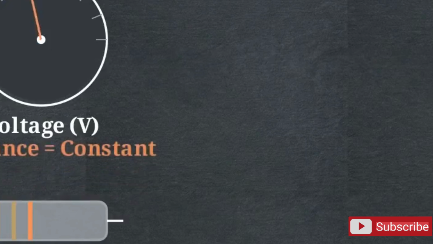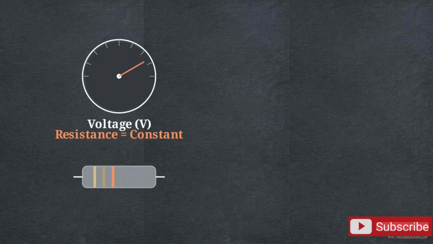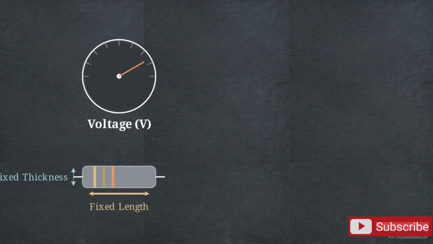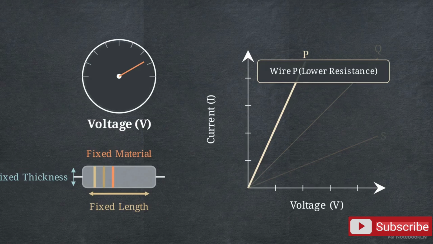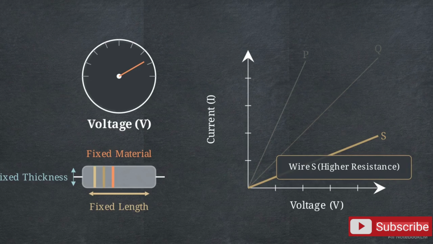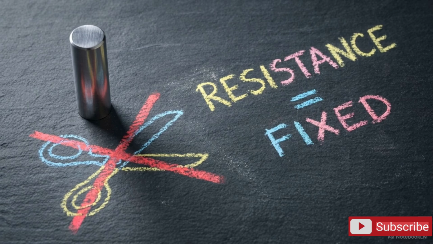Here's a common trap. Assuming changing voltage changes the wire's resistance. It doesn't. Resistance is a fixed property determined by length, thickness, and material. The slope of each line represents a specific fixed resistance. Line P is a completely different wire than line S. In any standard word problem, unless the text specifically says the physical wire was cut or replaced, you can rely on the resistance remaining completely fixed.